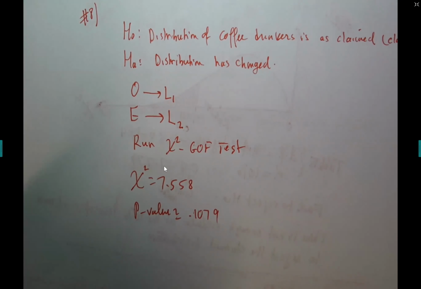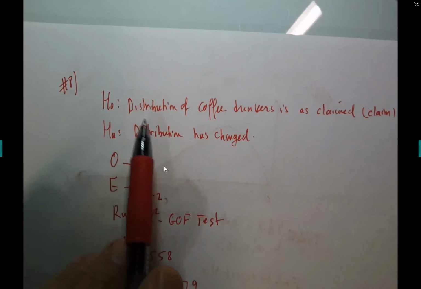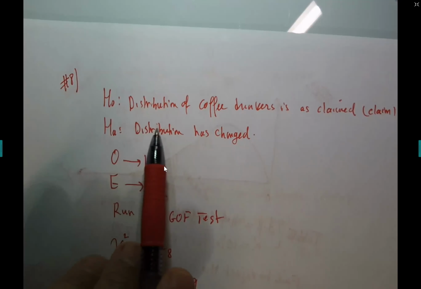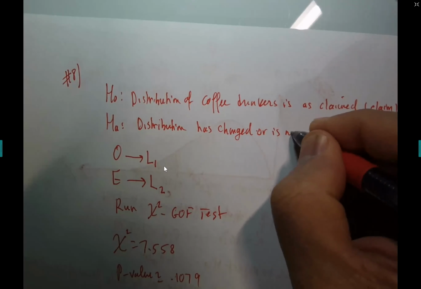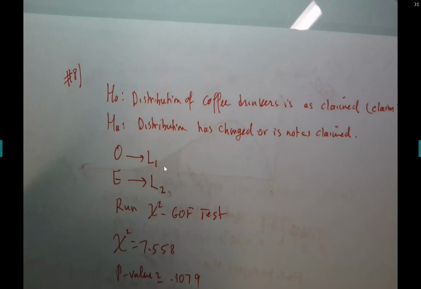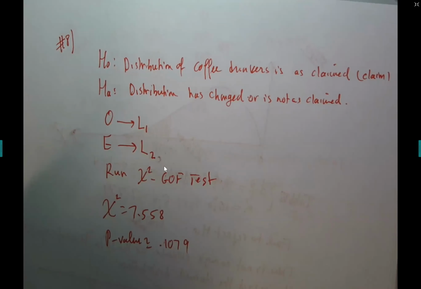Can you repeat what you said about H0 and HA, like when the claim is HA? So H0 should be distribution is as claimed, and HA should always be distribution is not as claimed, has changed, or is not as claimed. Now, if he asks you to test that the distribution is still the same, then your claim will be in H0. If he asks you to test that the distribution has changed, then your claim will be in HA. That's what I was trying to say.